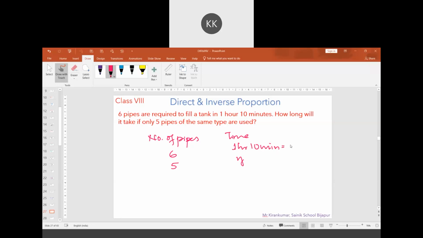This can be converted in terms of minutes: 1 hour 10 minutes is 70 minutes. How do we find it? 6 into 70 will be equal to 5 into y. So y will be equal to 6 into 70 divided by 5. 14 times 6 is 84.